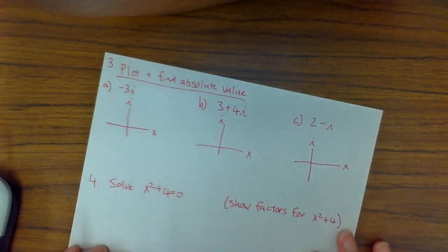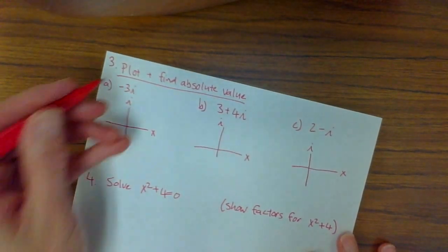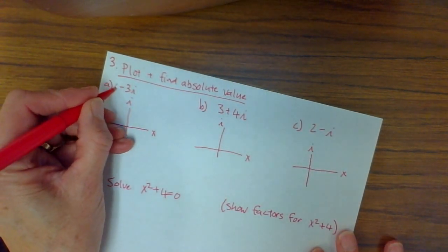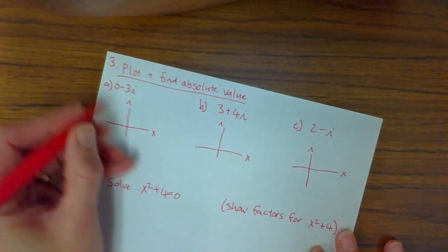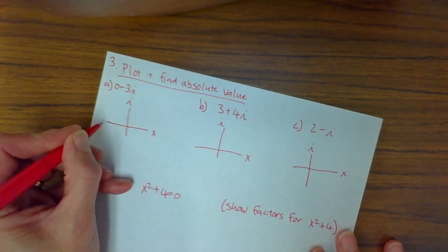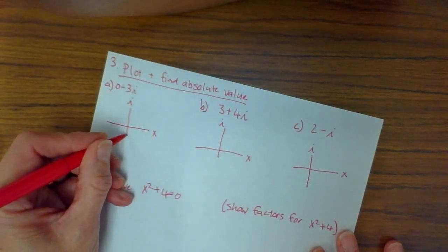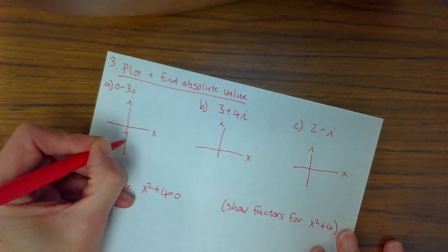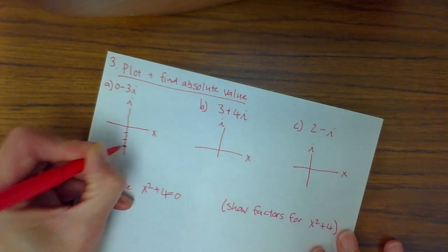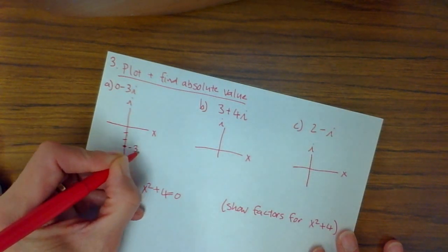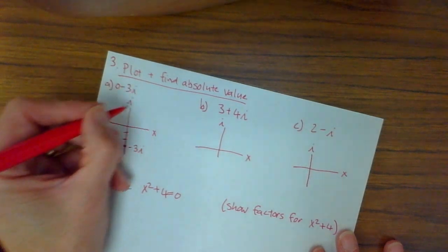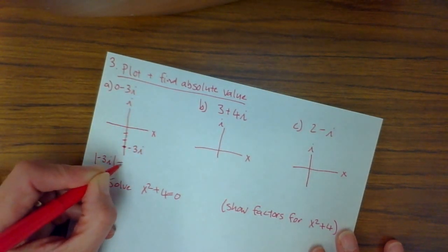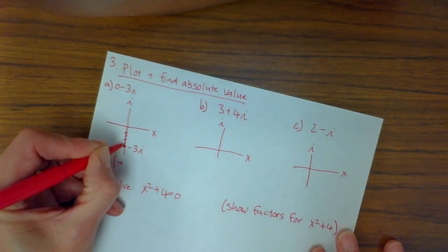Alright, plot and find the absolute value. To plot a complex number, you plot the real part on the horizontal axis and the imaginary part on the vertical axis. So 0 over and 1, 2, 3 down. That's where minus 3i resides. And the absolute value of minus 3i is just its distance from 0, which is 3.